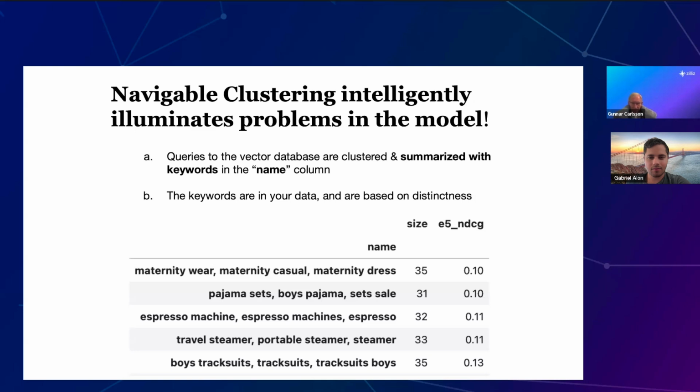So rather than having to navigate a complex visual, which is a common approach out there, and going point by point to try to form a theory of what is in a cluster, here we can give you an automated set of keywords that very quickly tells you, oh, espresso queries are the ones that are performing really poorly.